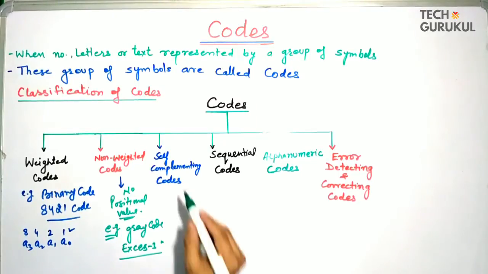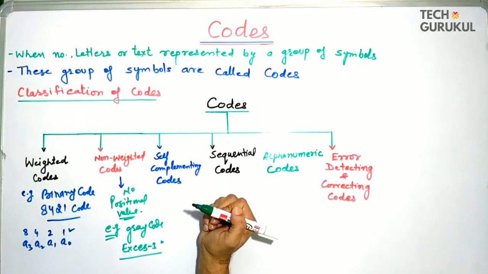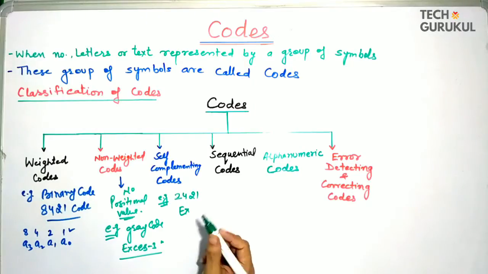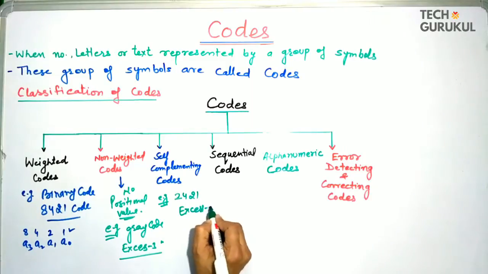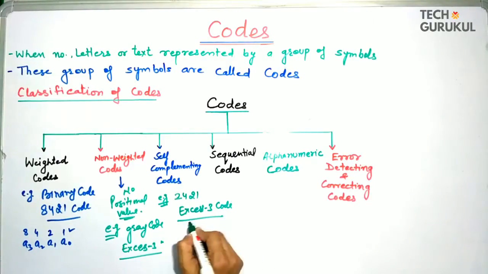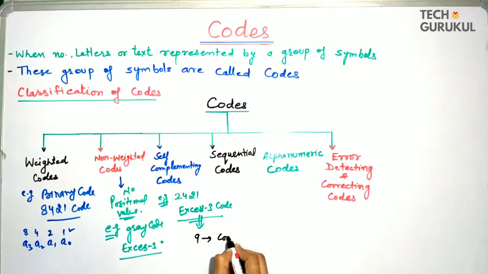Now next is self-complementing codes. For example, 2421 code and XS3 code. These are the self-complementing codes. It means when we write these codes, then 9 will be the complement of 0, 8 will be the complement of 1, 7 will be the complement of 2.